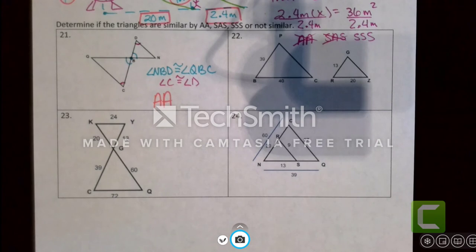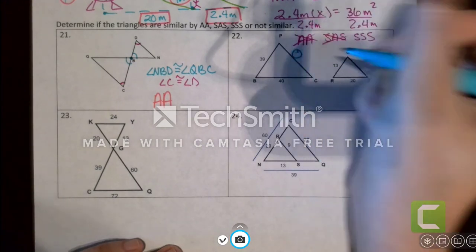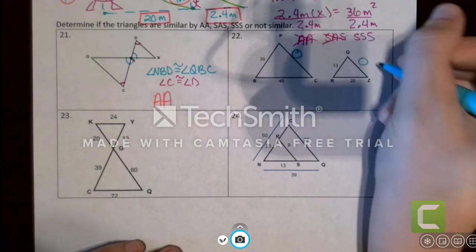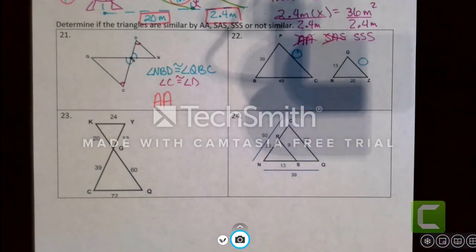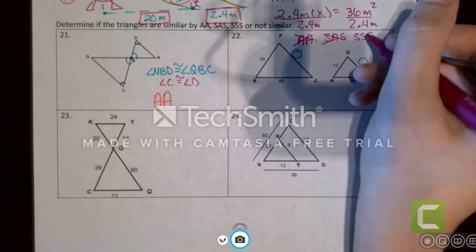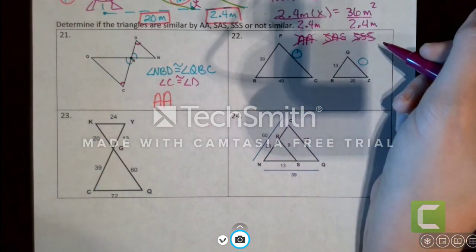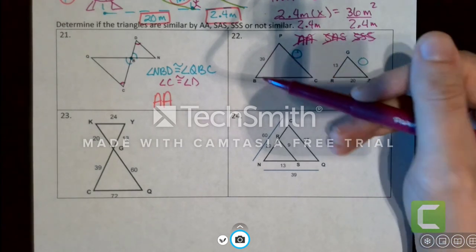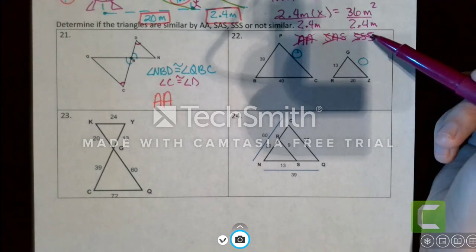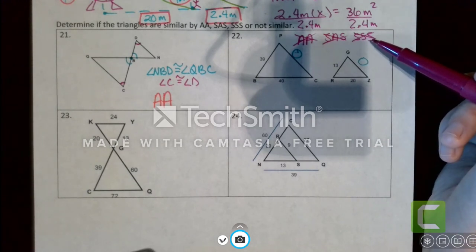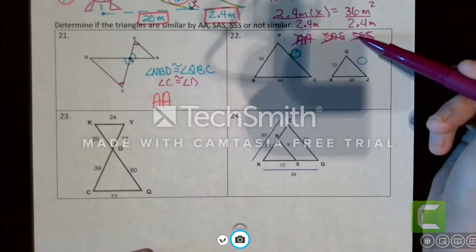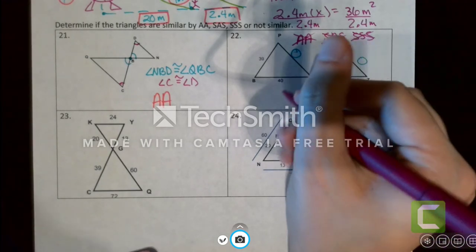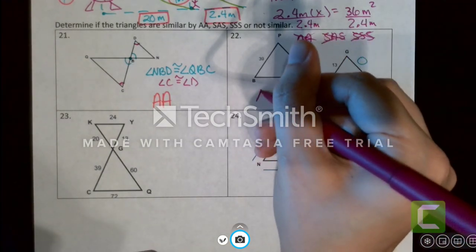But since I don't know the measurement of PC or GZ, both these sides are blank, I can't claim side side side similarity as well. If you're not given information on all three sides for each triangle, you cannot claim this to be a theorem. So since all three theorems fail, 22 has an answer of not similar.